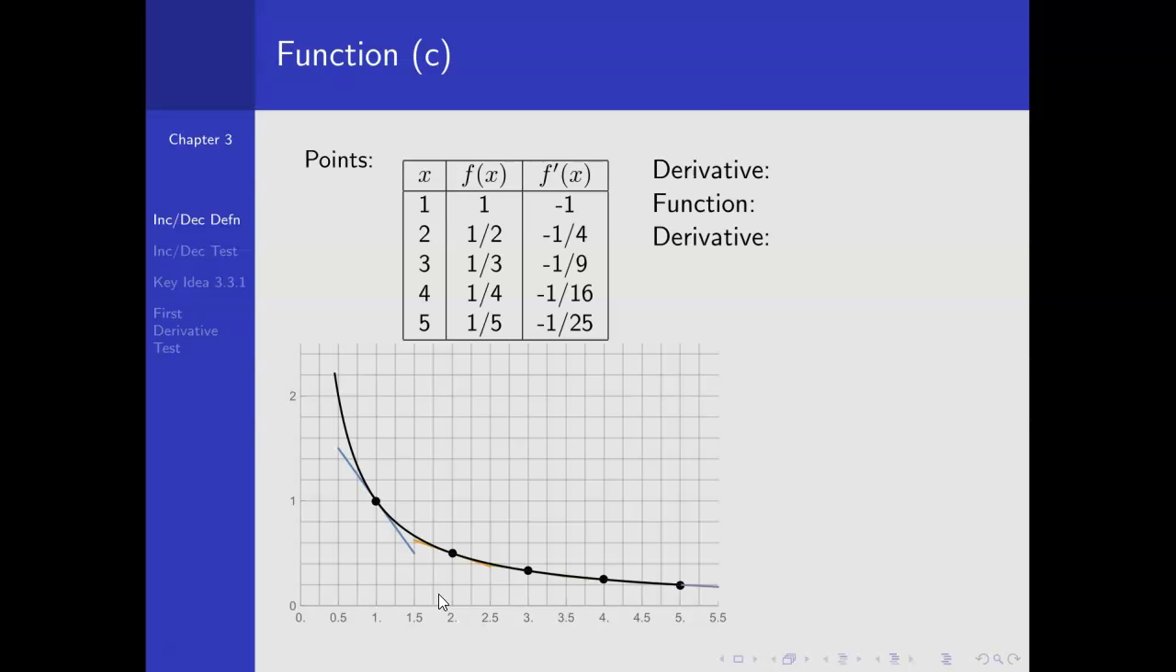And now we're going to answer our questions about the derivative and the function. So the derivative is all negative values here. We see that from the table. The function, we can see from the graph and also from the table, is decreasing. And then the derivative, if we look at these values, is actually increasing here, because the values are -1, -1/4, -1/9, -1/16, -1/25, moving from left to right on the number line. So that is increasing.